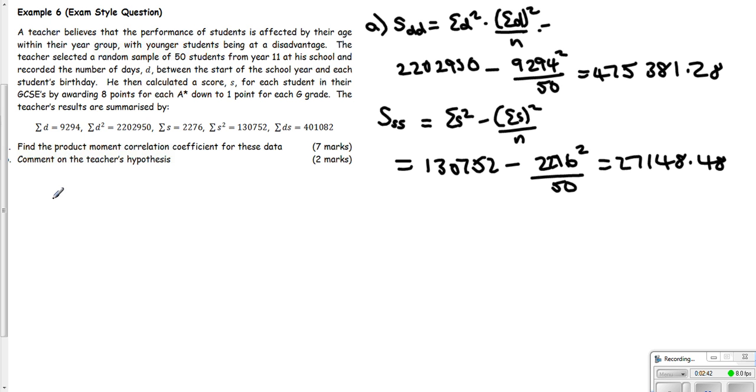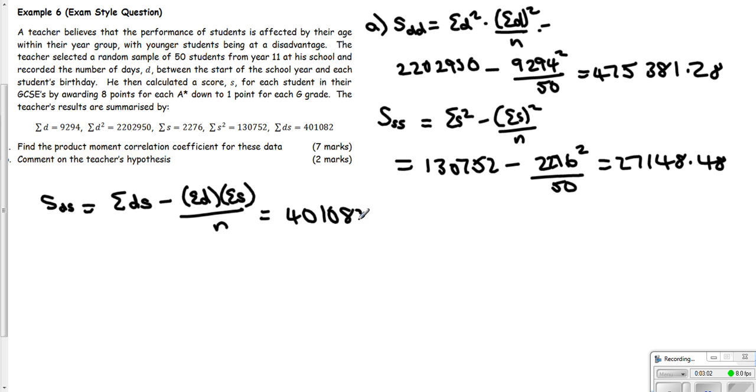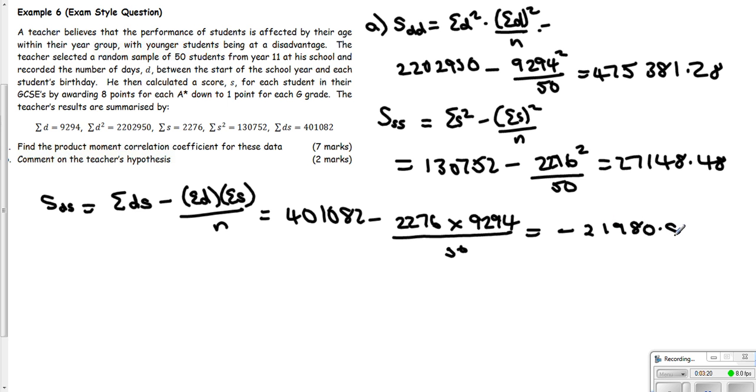Final one, it would be SDS. D is X and S is Y. So we've got sigma DS minus sigma D sigma S over N, and if we work that out, 401082 minus 2276 multiplied by 9294 over 50. And if we work that out, minus 21980.88. And again, save those in your calculator.